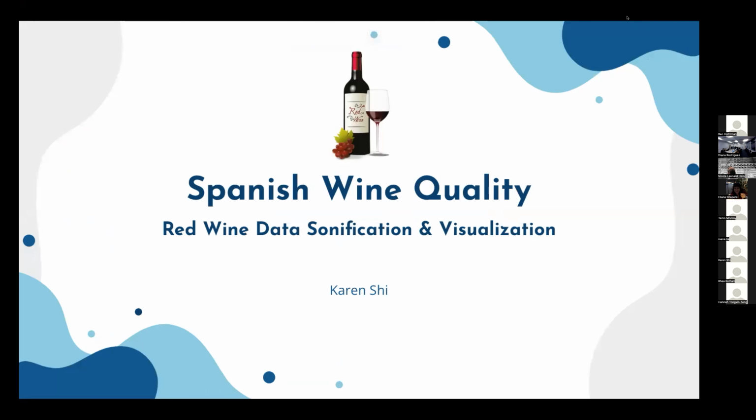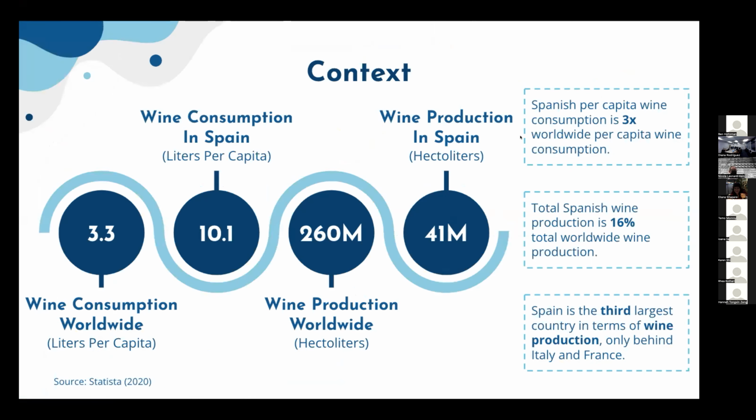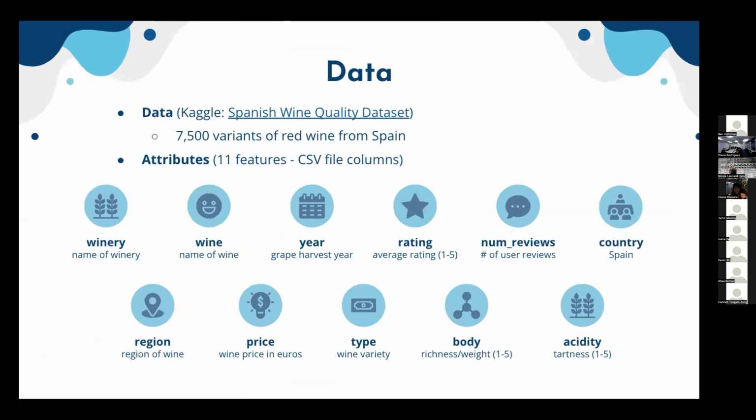Yeah, so I just made a presentation about what I wanted to do. This is some context on the data set. Fun fact, Spanish per capita wine consumption is 3 times the worldwide one, and total Spanish wine production is 16% of the total, which makes it the 3rd largest country behind Italy and France. The data set I pulled has 7,500 variants of red wine from Spain, across many time periods, and these are the attributes of that data set.